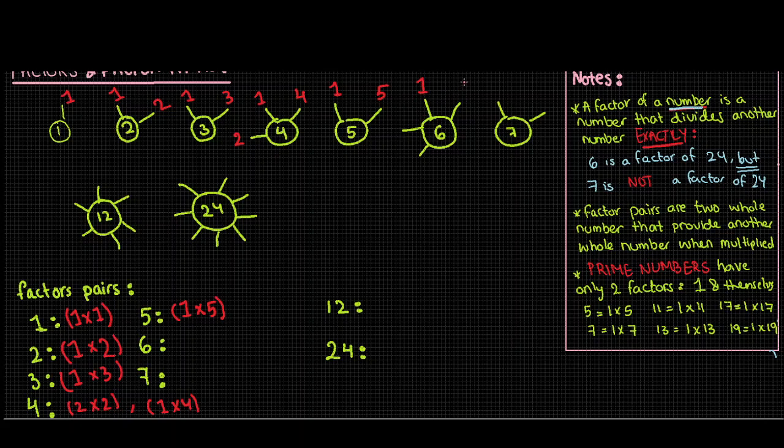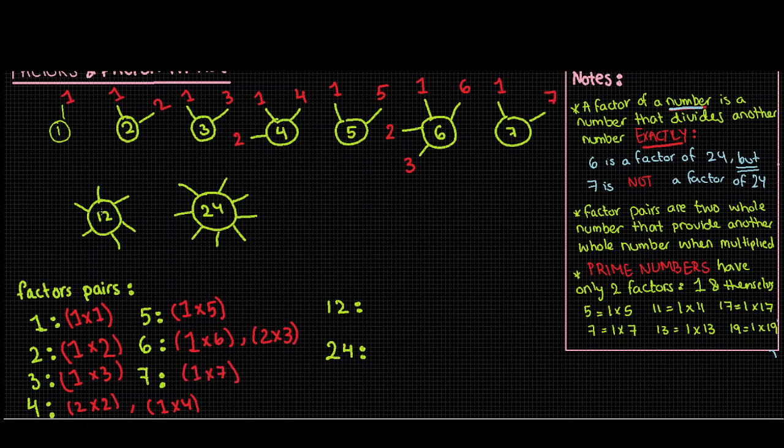For 6, it's different. We can multiply 1 and 6, and we can also multiply 2 and 3. So 6 has more numbers. 1 times 6 and 2 times 3 are its factor pairs. For 7, it is just 1 and 7. We can write that down.